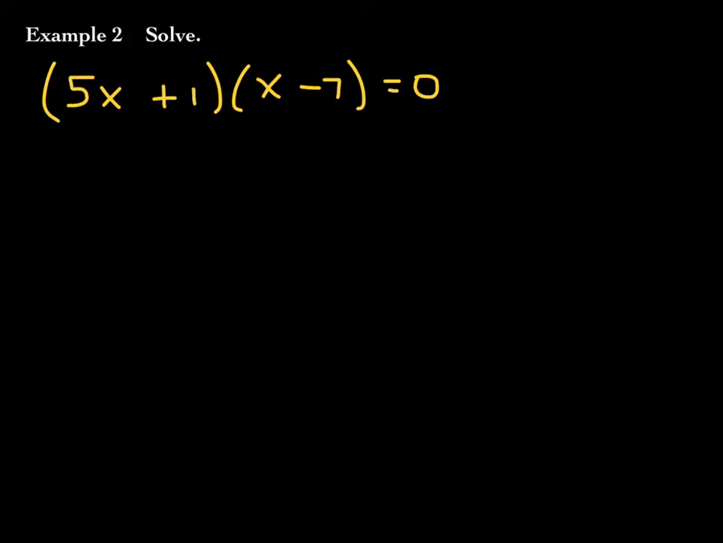All right, here's our second example. Let's solve for x. Again, notice that this equation is already factored. Awesome news. And it's also set equal to 0. I would actually invite you to pause the lesson right here and try this one on your own. It's very similar to the previous example. So go ahead and pause the lesson here and try solving for x.